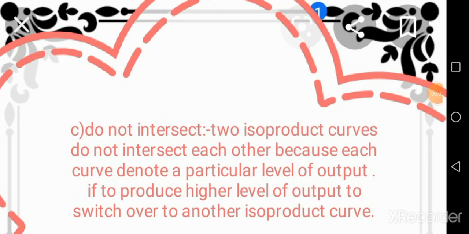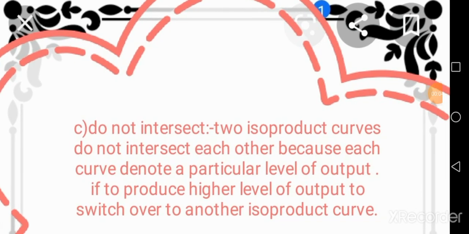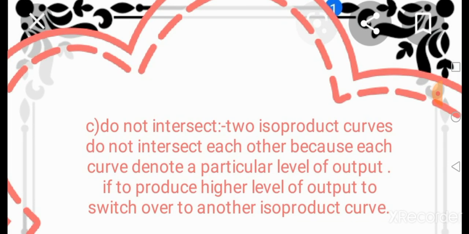The next feature of an isoquant is that two isoquant curves do not intersect each other, because each curve denotes a particular level of output. To produce a higher level of output, we switch over to another isoproduct curve, so there is no chance of the two isoproduct curves intersecting.